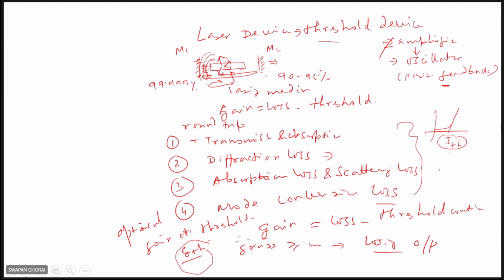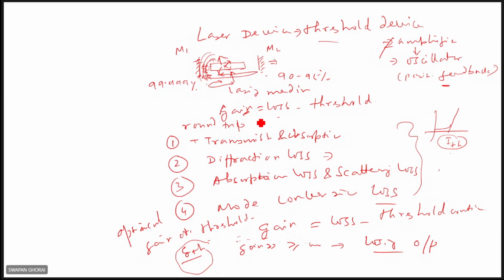For that, what we have seen is that there is a gain and there is a loss, right? When gain is equal to loss, that's what is mentioned here. You can see it here. When gain is equal to loss, only then can you have the threshold condition, and after that, when the gain just exceeds the loss, then you will get the lasing action.